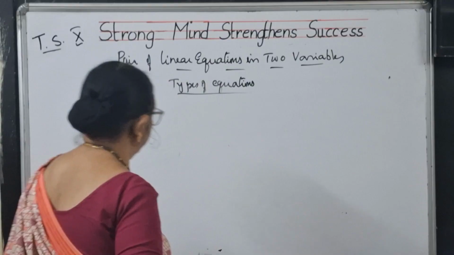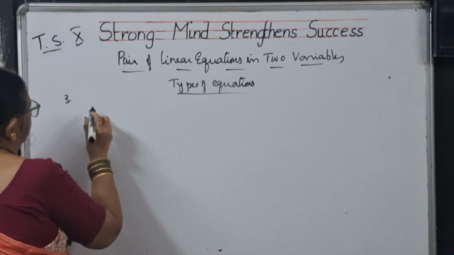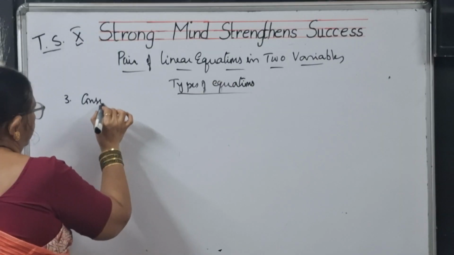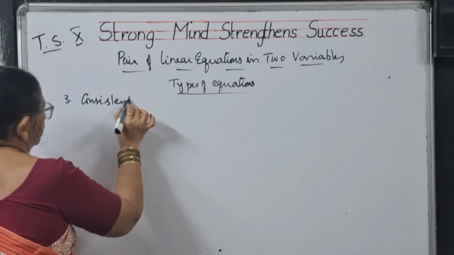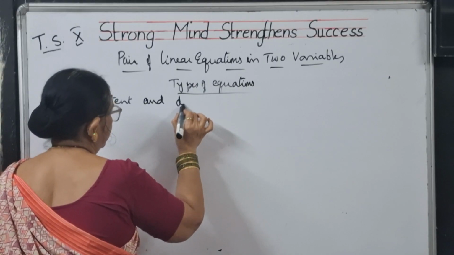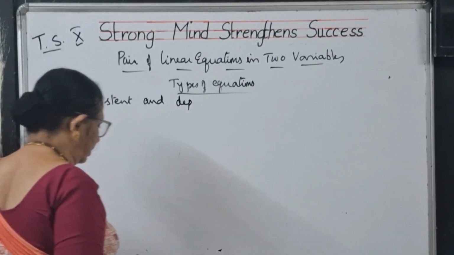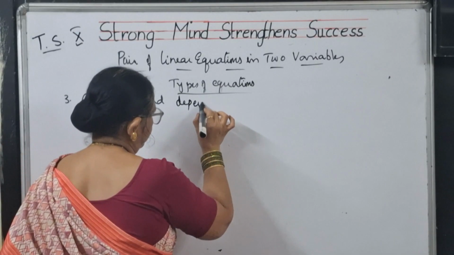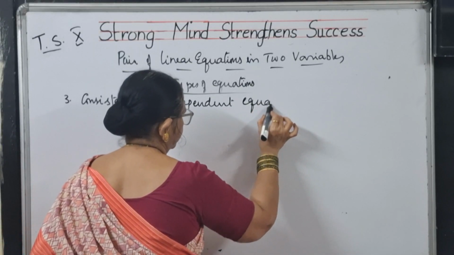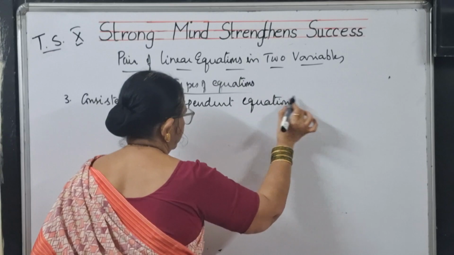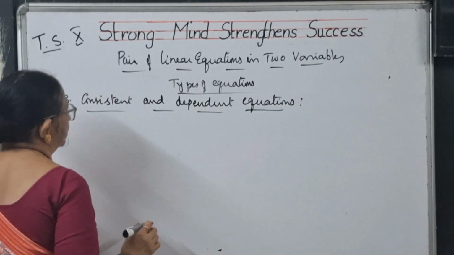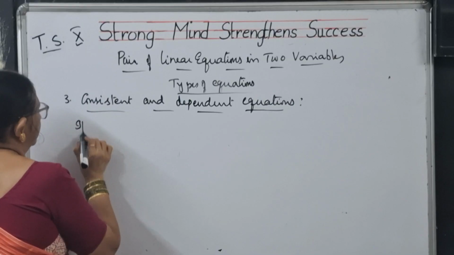Now, the third one is consistent and dependent. Consistent and dependent equations. What are these? Consistent and dependent equations.